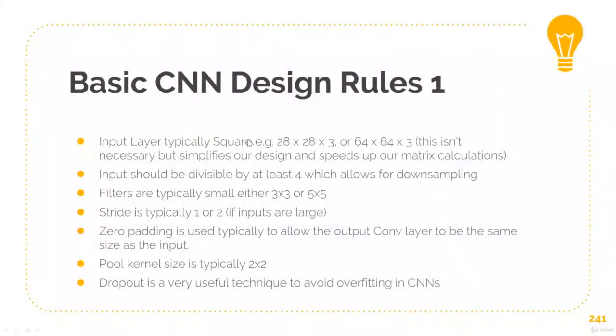So here are the basic design rules, okay? Input layers typically are square. So with MNIST, 28 by 28, or 64 by 64. Now this isn't necessary, but it simplifies our design and speeds up our matrix calculations. So if you have images of all different sizes, it will be best if you just resize them all to one standard size, okay? Input should be divisible by 4, which allows for downsampling. That's a max pool layer, in case you forgot, with a stride of 2. So we tend to keep these values divisible by 4.